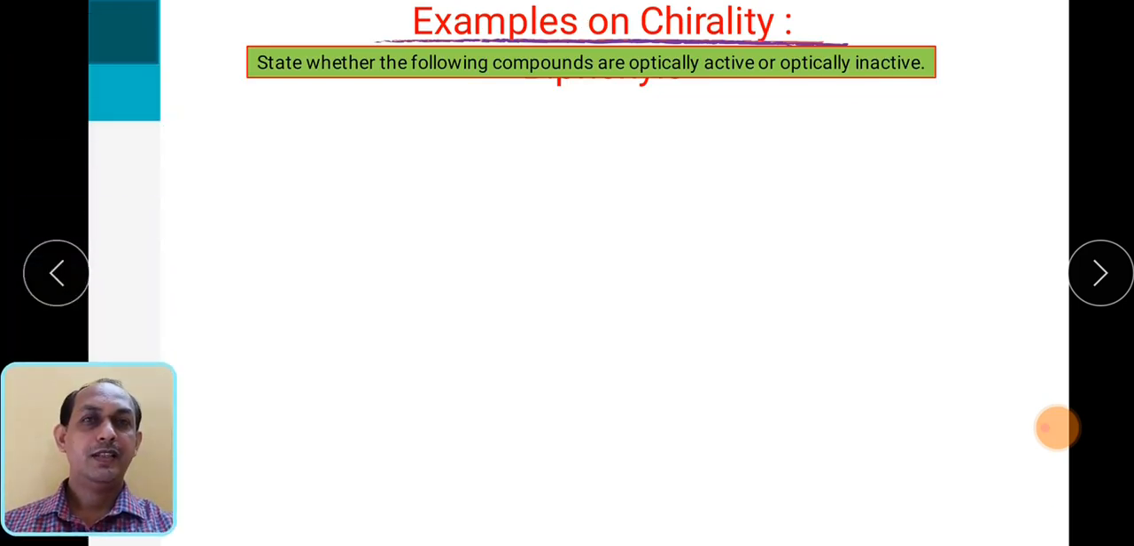Now we will see examples where you have to answer which particular compound is optically active and which is optically inactive. You have to justify your answer. Okay, prepared, ready?